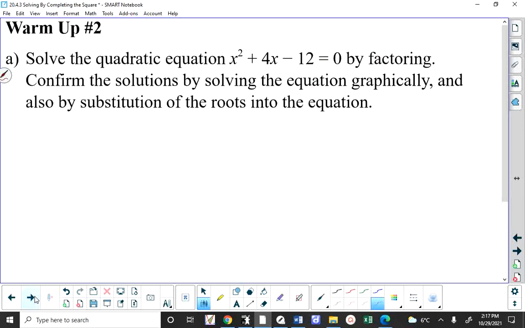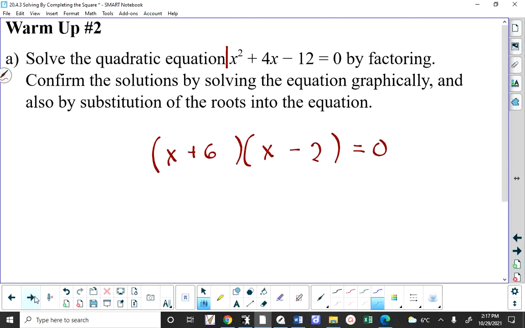The next warm-up, solve this quadratic equation by factoring. This should be a piece of cake, meaning easy to do. Because the quadratic term has a coefficient of 1, we don't need to use trial and error. You just identify two numbers that multiply to give negative 12 and add to give 4. I am guessing they are 6 and negative 2. Well, I'm not guessing. They're 6 and negative 2.